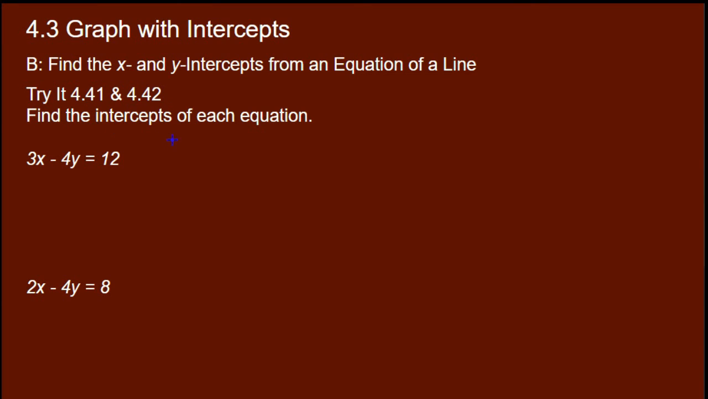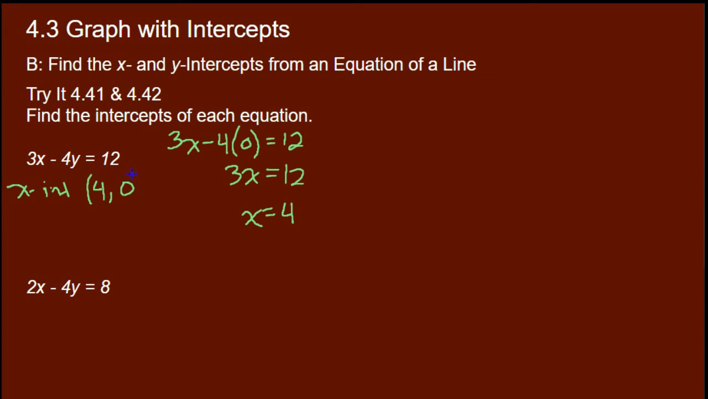So let's find the x-intercept in the first one. So we're going to let y be 0. 3x minus 4 times 0 is equal to 12. And negative 4 times 0 is 0. So we have 3x is equal to 12. X is equal to 4. That means the x-intercept is (4, 0).